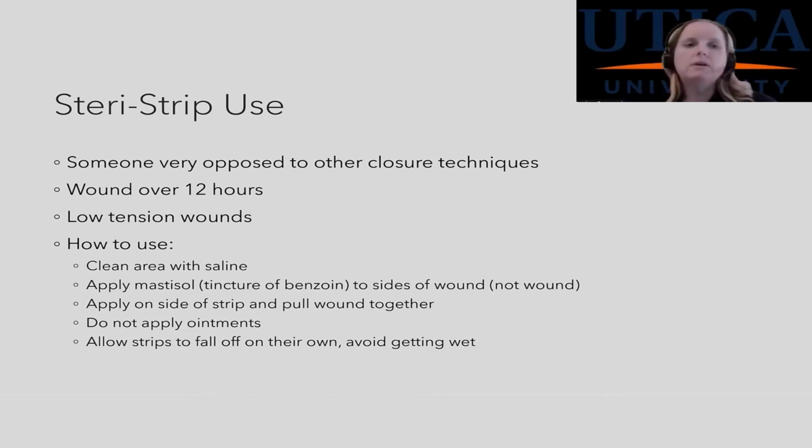Okay. So how do you use these? Same way. The first step is always going to be clean. Okay. Always number one. Clean, dry. So you want to apply Mastisol, also called tincture of benzoin, to both sides of the wound, not the wound itself. And then you apply one side of the strip and you pull the wound together, like using the strip, and then put the strip on the other side, like where the Mastisol is.